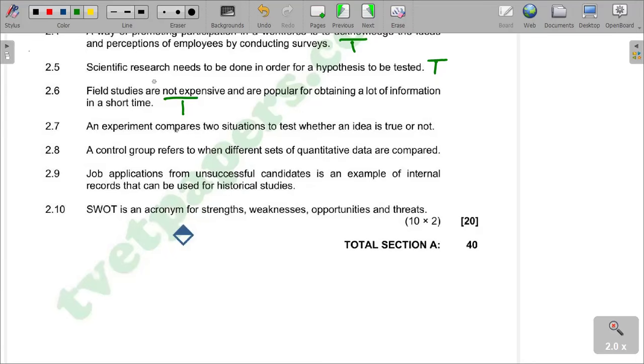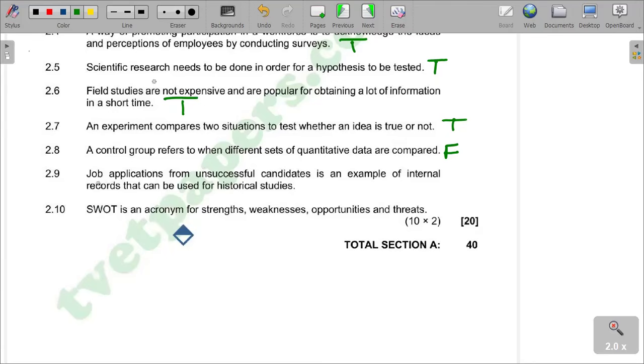An experiment compares 2 situations to test whether an idea is true or false. That's true. We can do an experiment. 2.8, a control group refers to when different sets of quantitative data are compared, thus false. A control group is the one group that is used to compare situations with the experimented group, right?